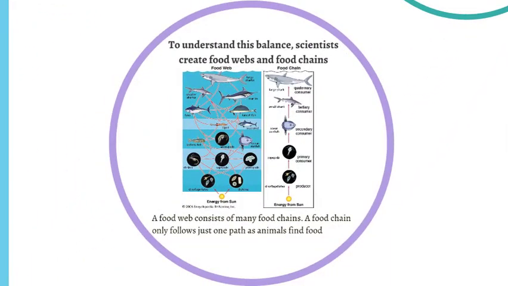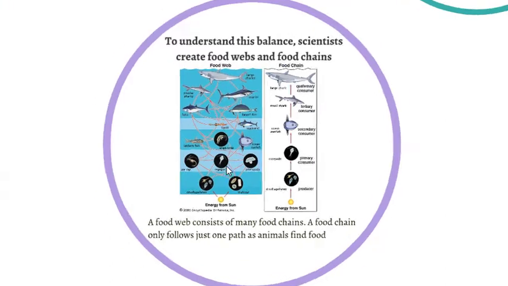To understand this balance, scientists will create food webs or food chains to understand the different interactions between animals. A food web consists of many food chains. A food chain is just one path an animal uses to find food.